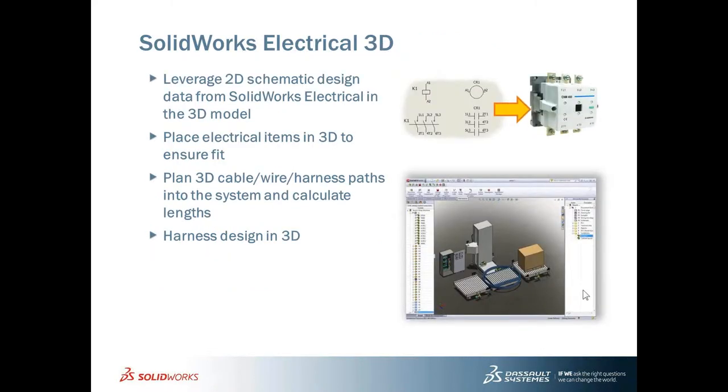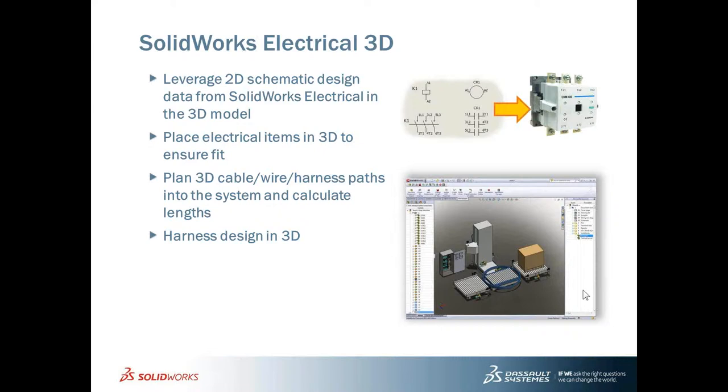What does electrical 3D do for us? Okay, so electrical 2D is the electrical side, which provides schematics and wire diagrams, symbols, and so forth, and it integrates with the electrical 3D for the mechanical design process. So it lets us take the 2D schematic design and leverage it between SolidWorks Electrical into the 3D model.